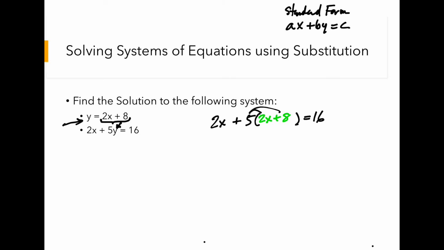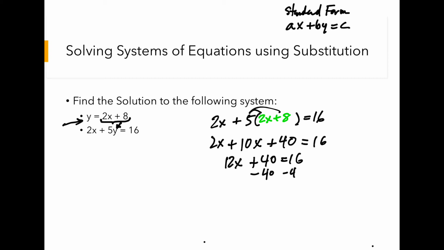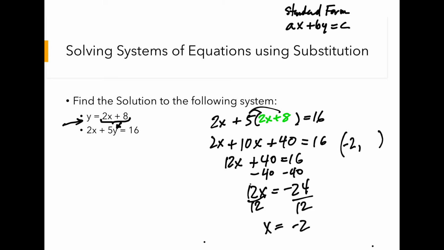So now I can solve this for x. I have 2x plus 10x plus 40 equals 16. Combine my like terms: 2x's plus 10x's, that's 12x's, plus 40 equal to 16. Then we'll move 40 to the other side, so I get 12x is equal to negative 24. Divide both sides by 12. x is equal to negative 2. So I have half of my solution, negative 2.